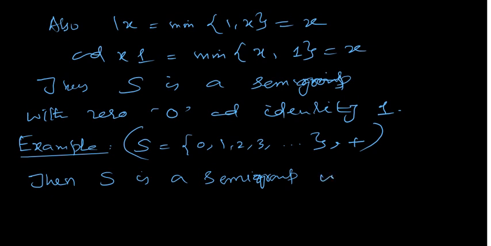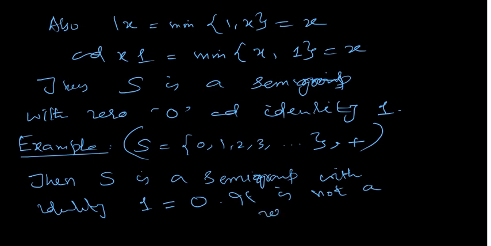This S is a semigroup with identity 1 that's equal to 0 here. Okay. And this is not a zero semigroup. It is not a zero semigroup. Okay, इसके पास जीरो नहीं है इस semigroup के पास। So without zero.